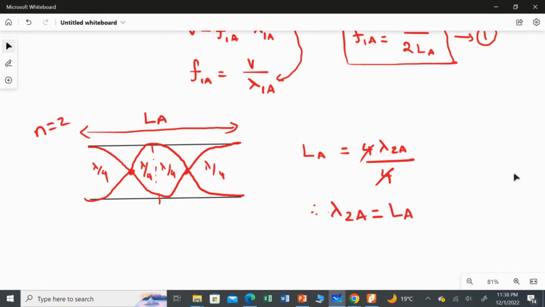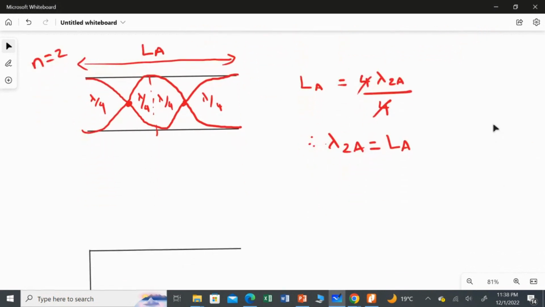And now I'm going to find the formula for the speed. Therefore speed is equal to frequency for the second harmonic, that means f2a, multiplied by lambda 2a, its respective wavelength. And I'm going to rearrange this equation in terms of frequency. Therefore the frequency 2a is equal to v over lambda 2a, and I'm going to substitute lambda 2a here. By that, this equation will become f of 2a.